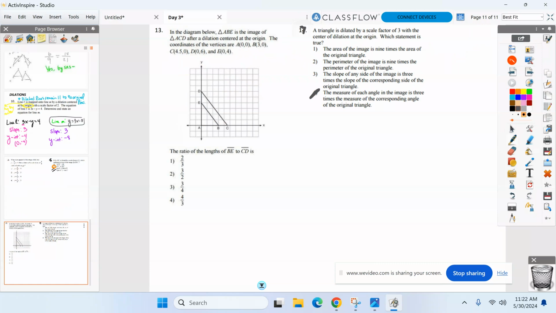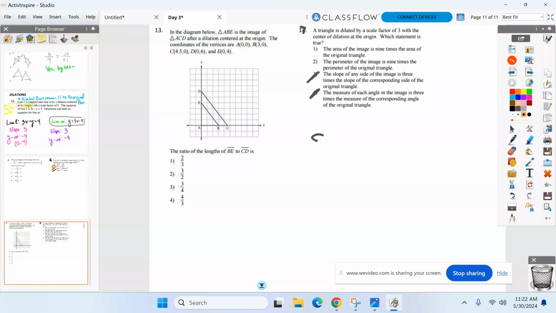Look at number 3. The slope. Does the slope go 3 times? No, what did we just figure out? The slopes are the same because the lines stay parallel. So that's out. So now it's a discussion between what increases by 9 times the original, the area or the perimeter increases by 9 times. I guess we could make up a fake problem and see, right? Find the perimeter and area.